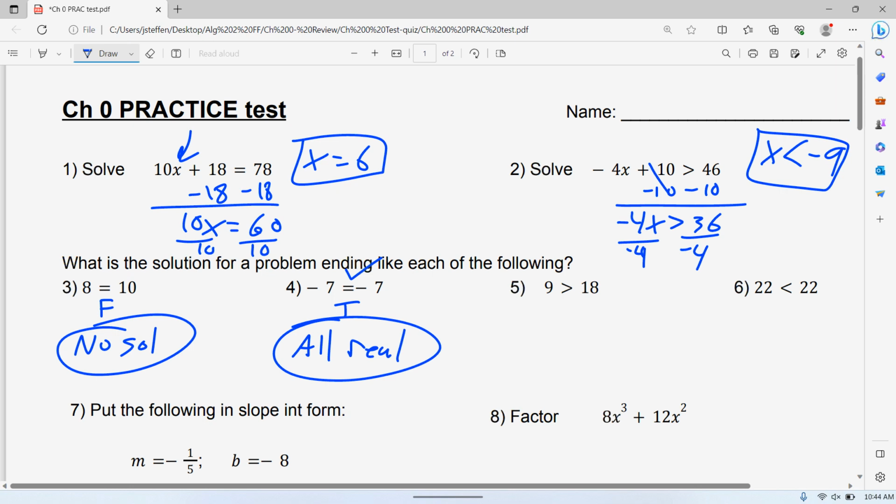It's greater than 18. And 22 is not less than 22, so this is no solution. Be careful with that one. If it had an equal to sign with it for number 6, then it would be all real numbers, but it doesn't have that line under it, so it's no solution.